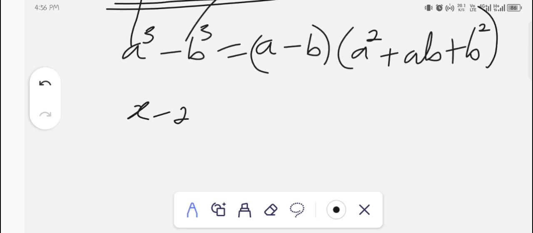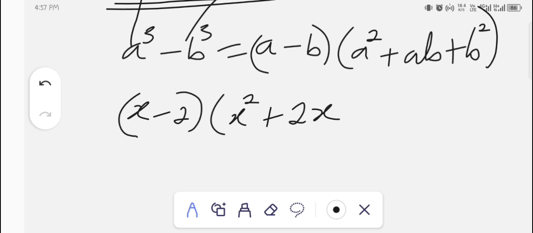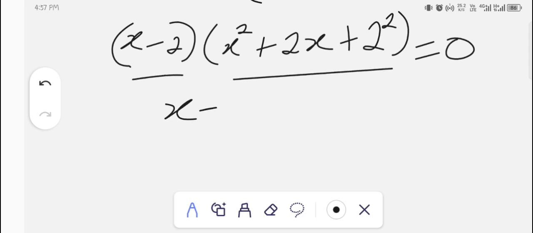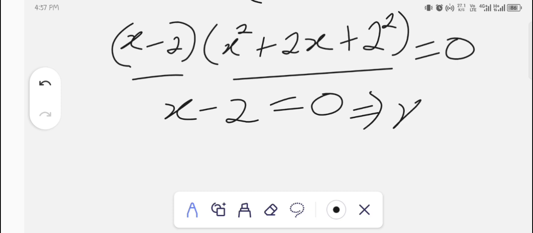x minus 2, multiplying x squared plus 2x. Remember that a is equal to x, and b is equal to 2. Then plus 2 squared, of course equal to 0. So now, from the zero product law, it means that x minus 2, which has been gotten already, will be equal to 0, and this implies that x is equal to 2, one of the roots of the equation.